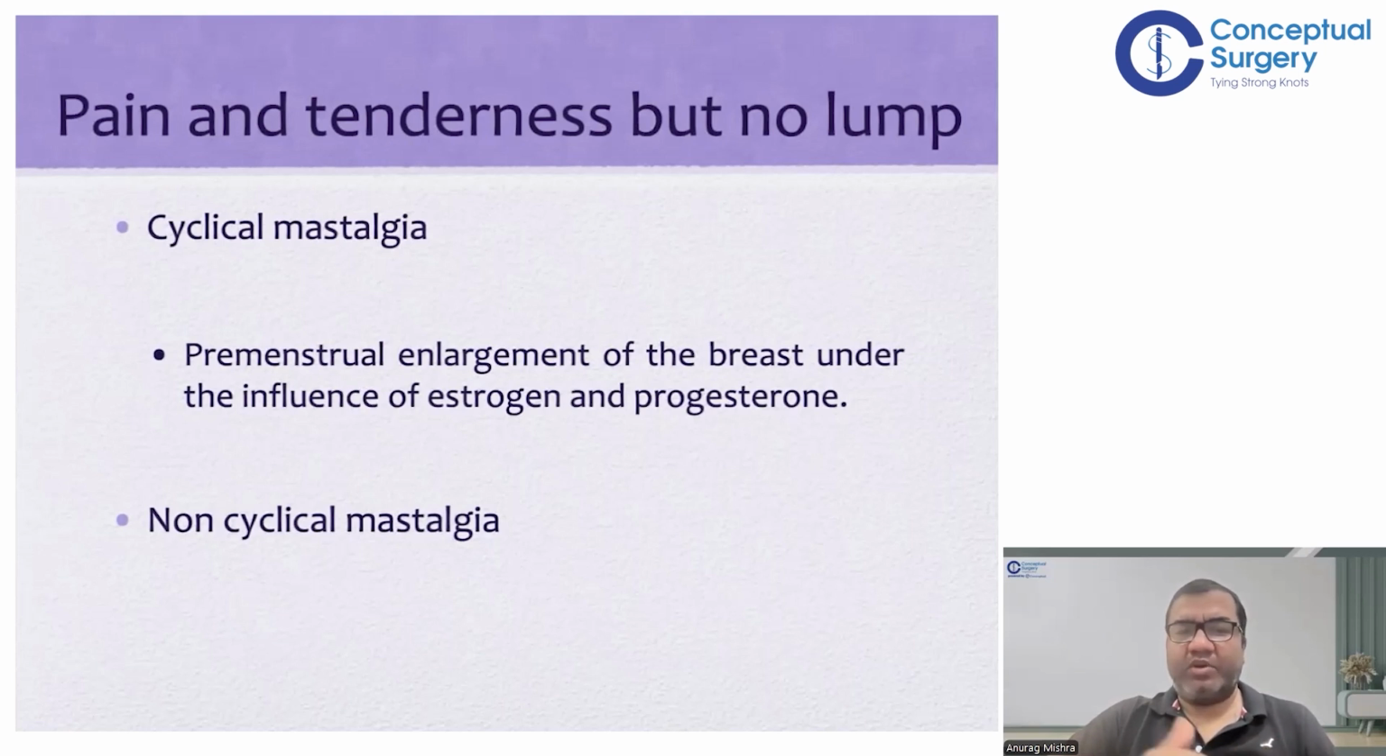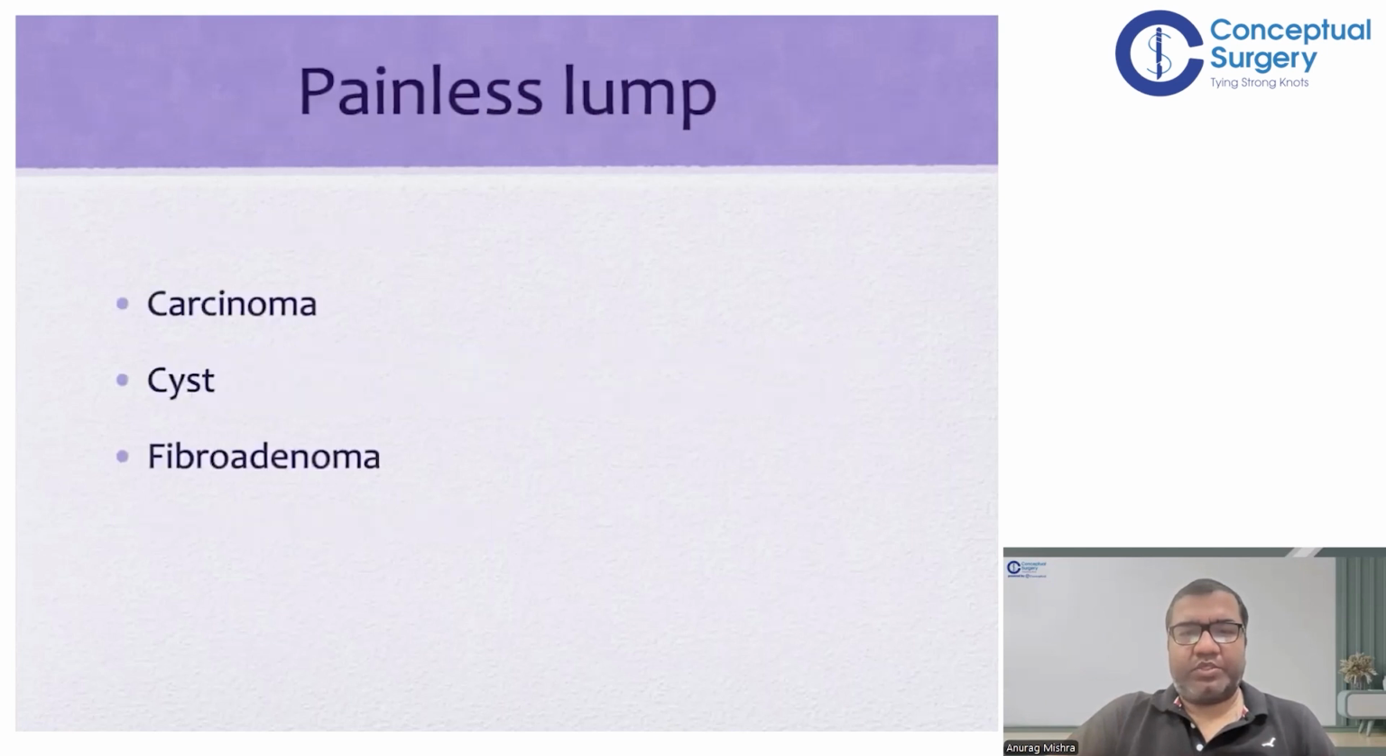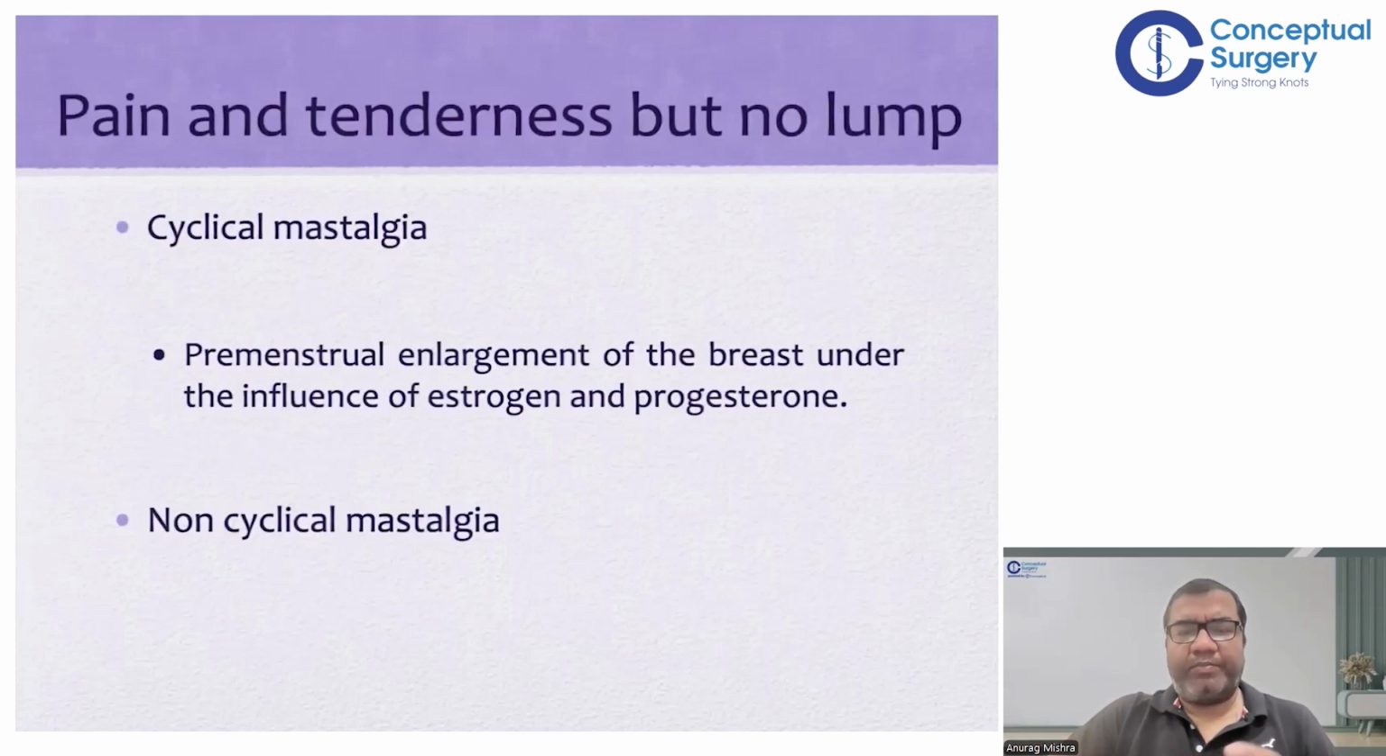Or sometimes it may not be very directly associated with the cycles, so then it's called non-cyclic mastalgia. In terms of causality, both cyclic as well as non-cyclic mastalgias have a hormonal background, and these are mostly physiological pain because of the changes in breast tissue which happen because of the surges and changes in hormone levels in the body. The management of pain has various things, which is a separate lecture altogether.